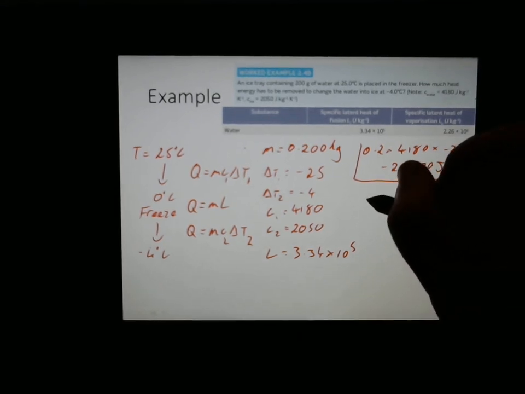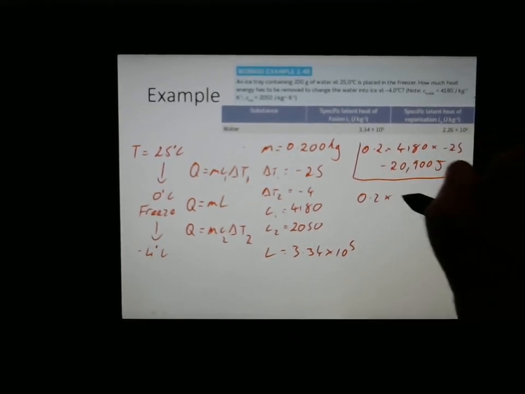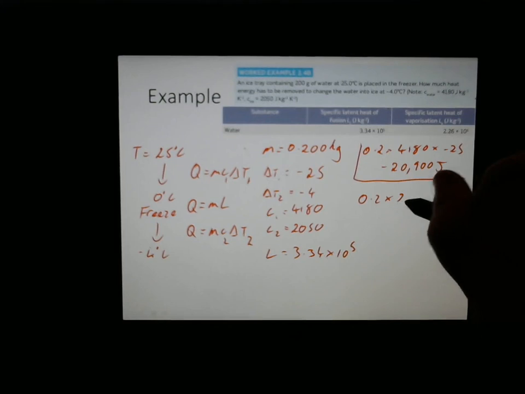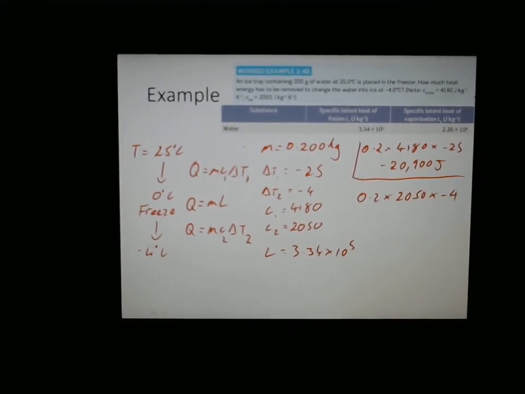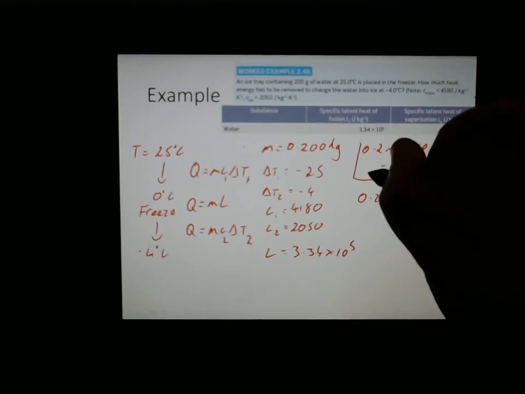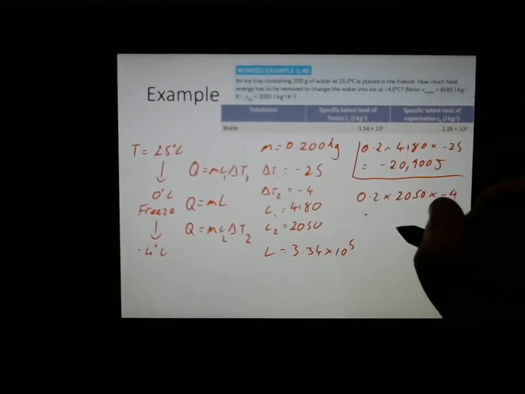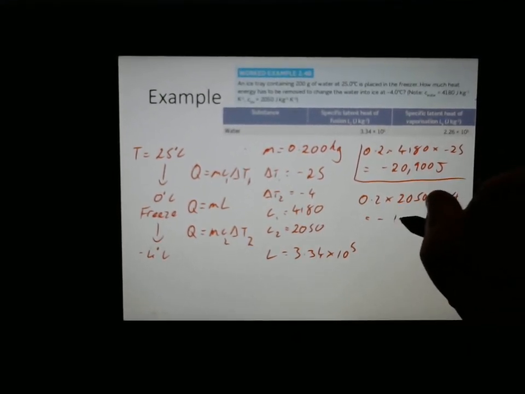Okay, I'm going to do the second, so there's our first temperature. Our second temperature, I'm going to do the same thing, 0.2, but this time 2050 times -4. This one will be a bit smaller. 0.2 times 2050 times -4 gives us -1640 joules.